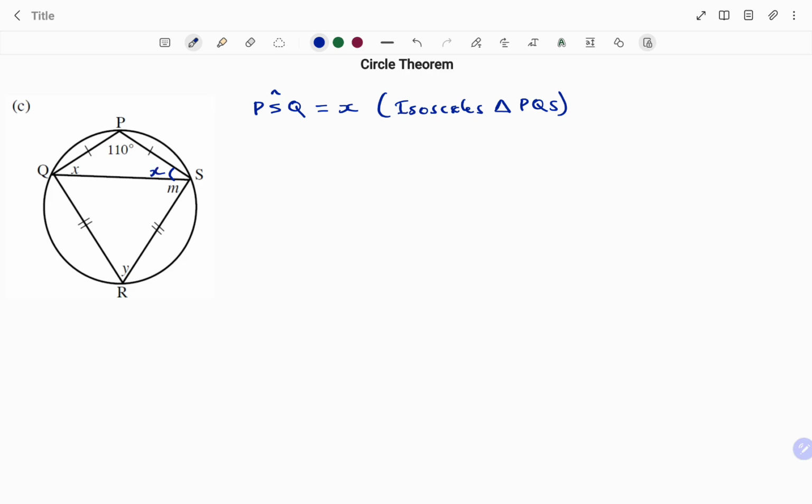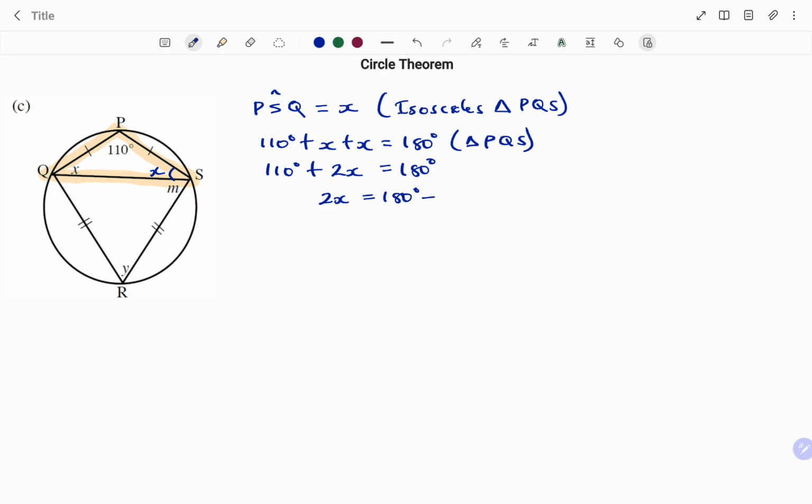So I'm going to call this angle x, such that if I look at the triangle PQS, I'm going to have 110 degrees plus x plus x equals 180 degrees. And the reason being, the sum of angles in a triangle add up to 180 degrees. I have 110 plus 2x equals 180. Therefore, 2x, taking my 110 to my right hand side, I have 180 degrees minus 110 degrees. 2x equals 70 degrees. Dividing both sides by 2, I'm left with x equals 70 divided by 2. That's 35 degrees.